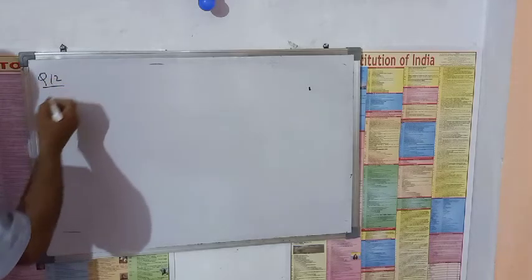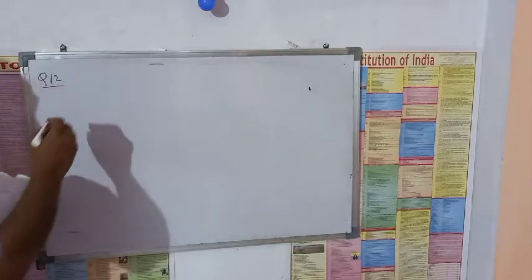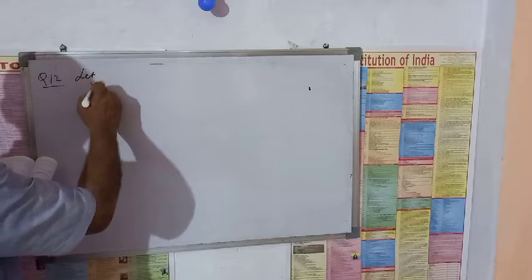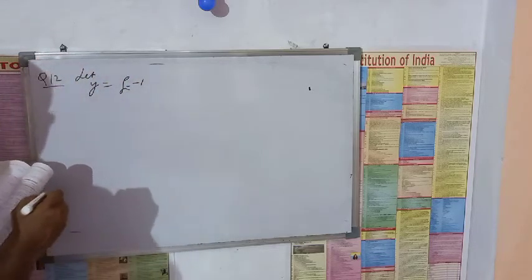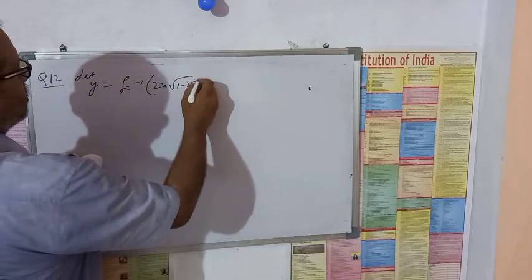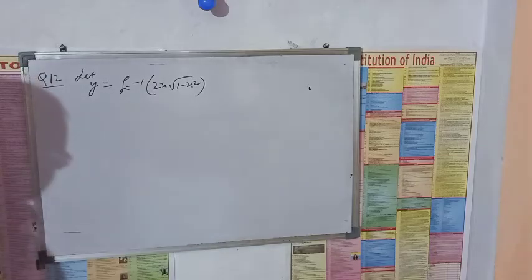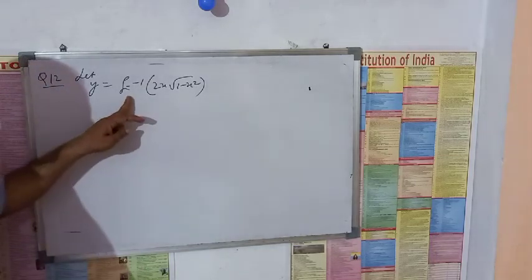Question number 12. 4 parts are there. So see the last part, fourth part. Let y is equal to sine inverse in bracket 2x under root 1 minus x square. See here, sine inverse is there.